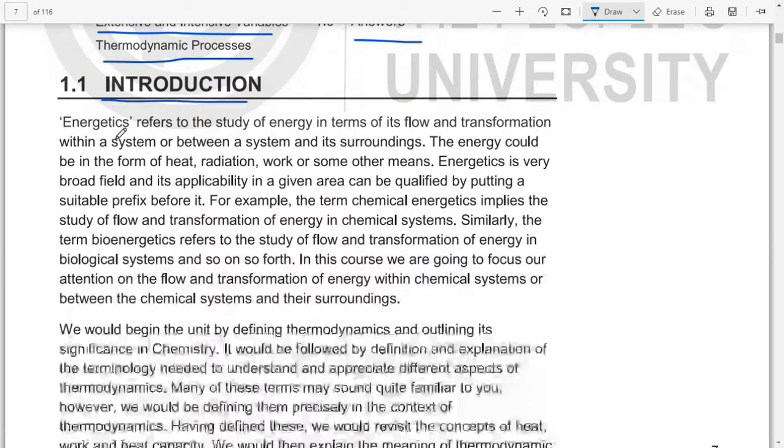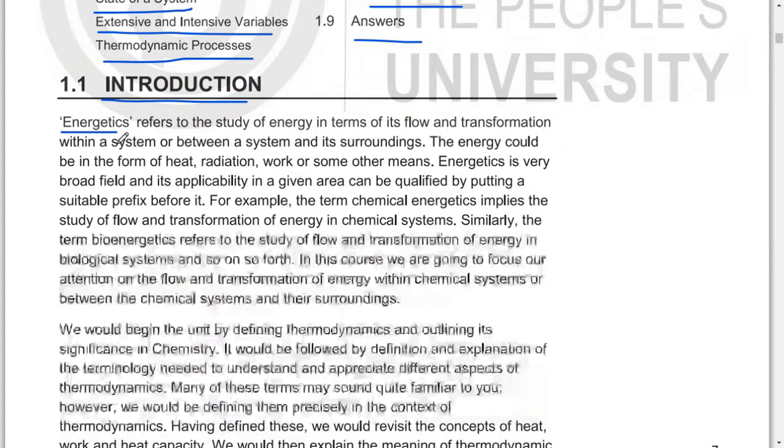Introduction. Energetics refers to the study of energy in terms of its flow and transformation within a system or between a system and its surroundings. The energy could be in the form of heat and radiation, work or some other means.